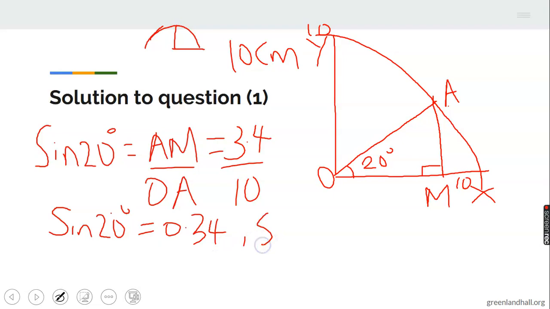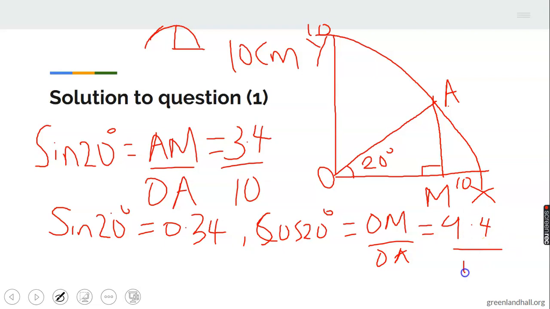Then I'm looking for cos 20. Now, to get cos 20, your cos 20 is adjacent over hypotenuse. OM is your adjacent, so adjacent OM over hypotenuse OA. You use your ruler to measure O to M, and that should give you 9.4. Then 9.4 over 10, and when you do this, cos 20 will be 0.94. So that is that.